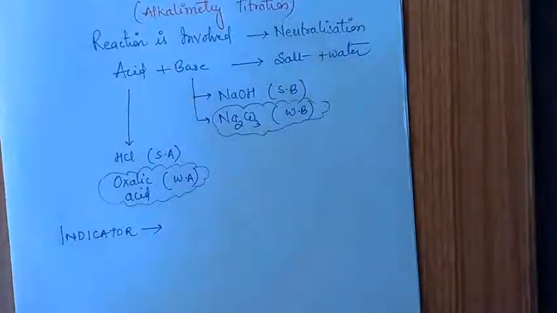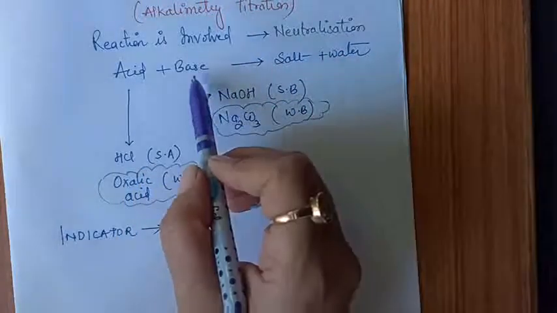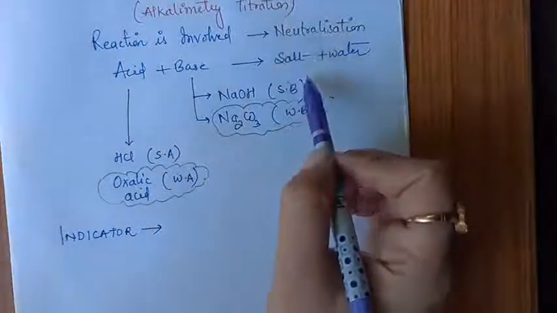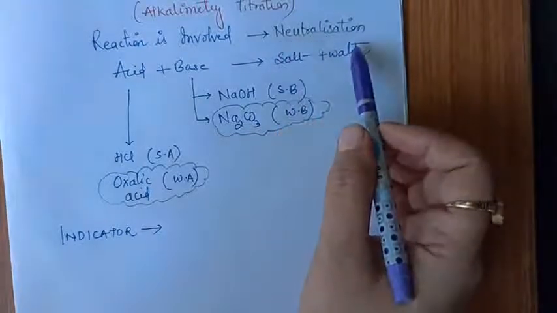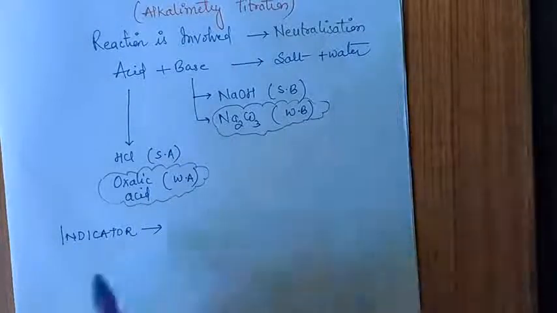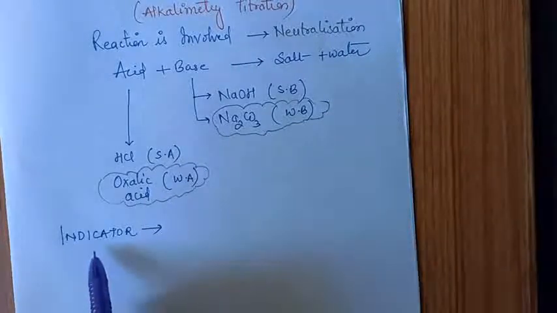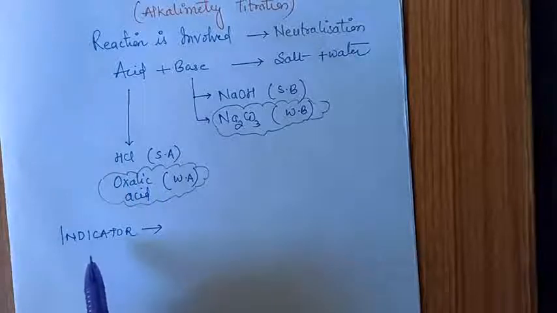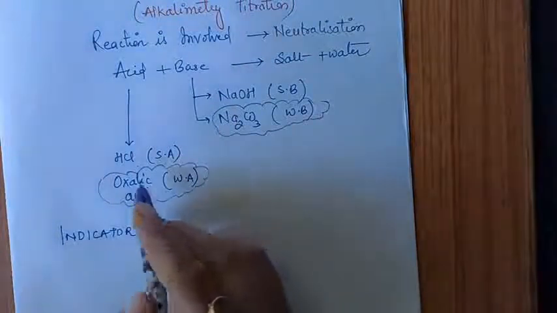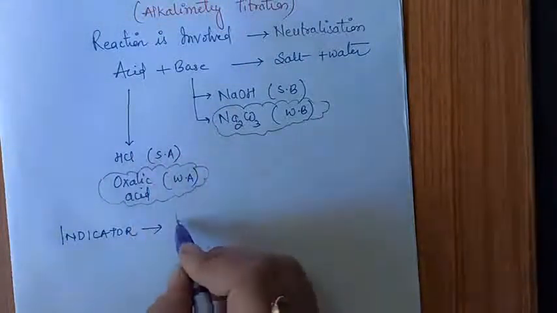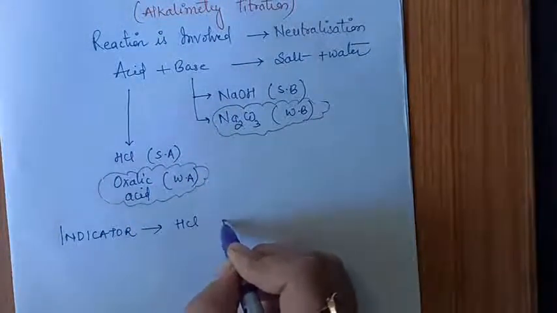So how will we come to know that the reaction is done? How will you know that acid and base have neutralized each other and salt is formed? Or how will you understand that the neutralization reaction is over? So you need an indicator. Indicator is something which tells you that the reaction is complete. Actually, what happens is, supposing you are performing a titration between HCl and NaOH.